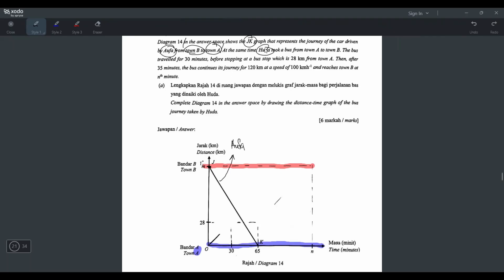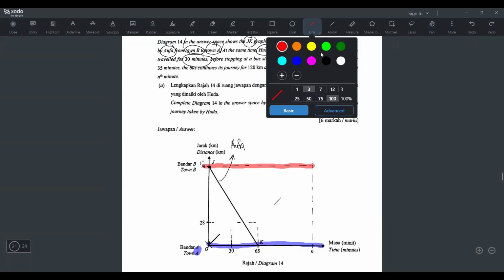At the same time, Huda, this is another person. And where does Huda go? She goes from A to B. So Huda must start here, at 0, 0. But let's learn about her journey now. Huda took a bus from A to B, and then the bus traveled for 30 minutes before stopping at the bus stop, which is 28 kilometers from town A. I think I can draw Huda's graph now, right?